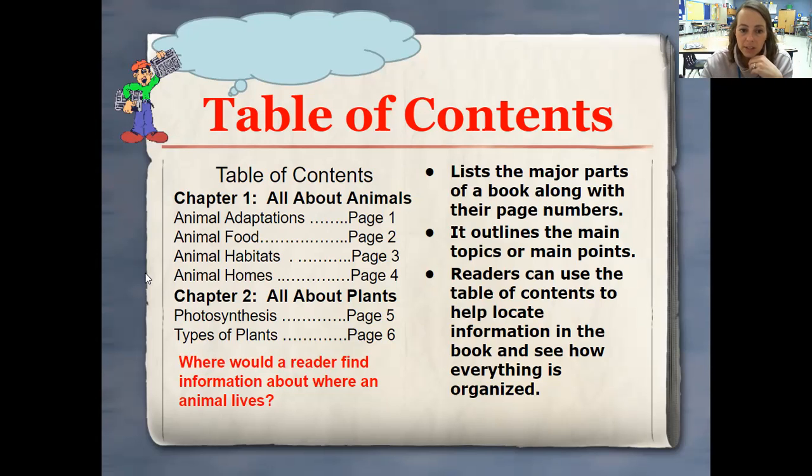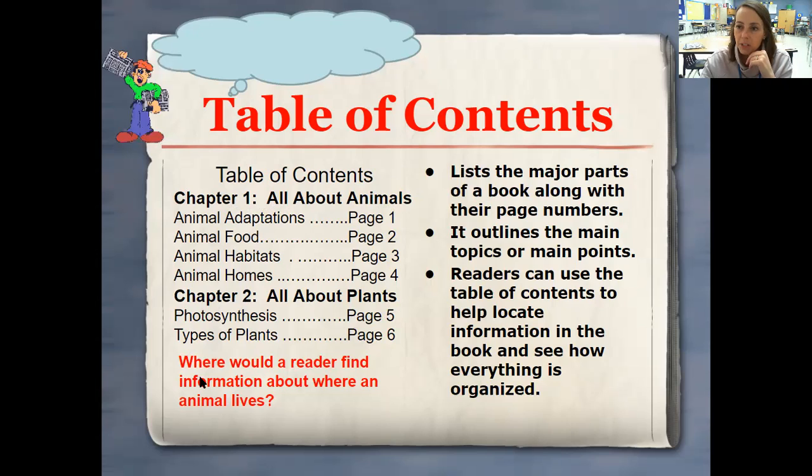So this table of contents here is an example. It tells us there's 2 chapters in this book. Chapter 1 is called All About Animals. Chapter 2 is called All About Plants, and then we have page numbers that even break down each of those chapters.